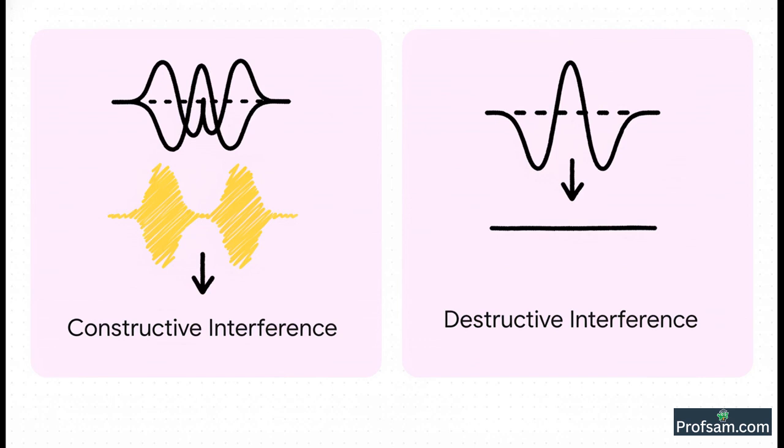And on the right, we have destructive interference. This is our crest meets trough. The waves cancel each other out, creating a dark spot. This happens when the path difference is an odd half multiple, or n plus 1/2 lambda.